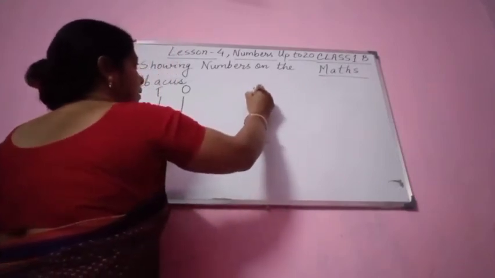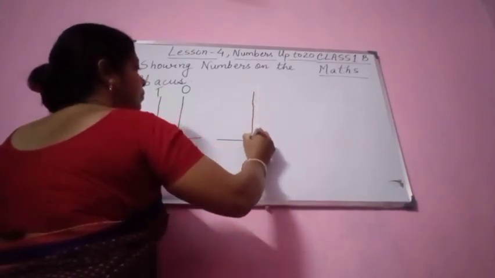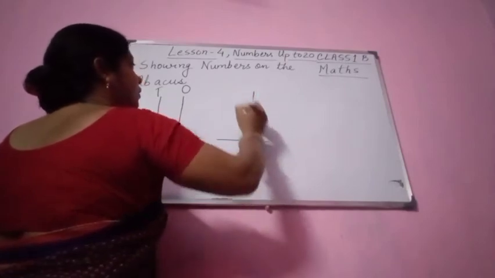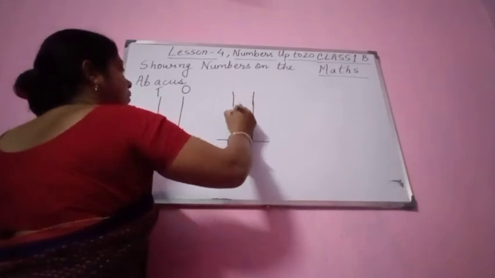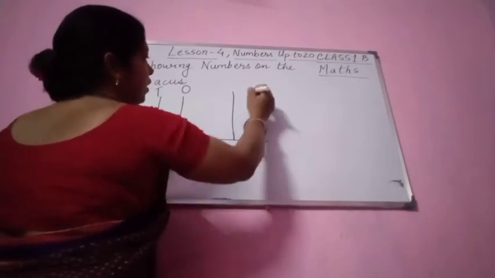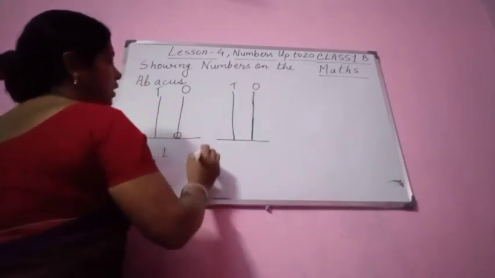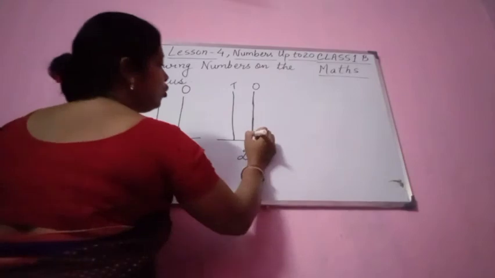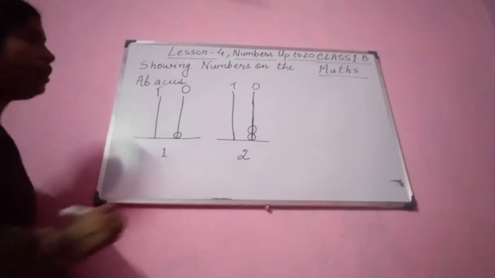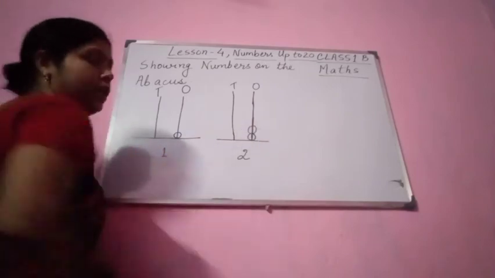Next number. You draw properly with the help of a scale; I am drawing freehand. So write ones and tens here. We are going to show 2, so draw 2 beads: 1, 2. We are not doing anything in the tens, because we are showing 2 ones here.